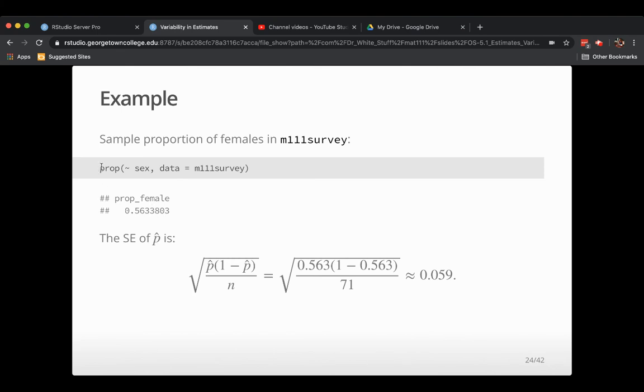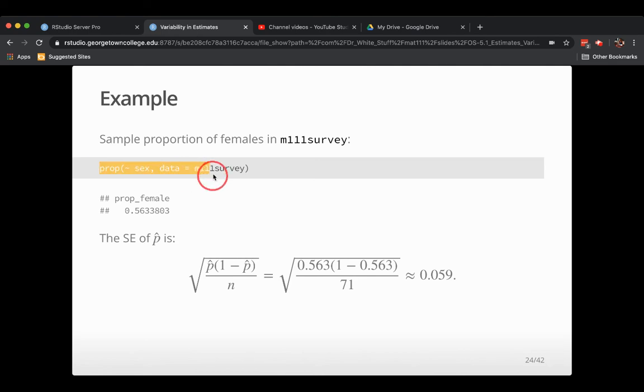There's a nice little R function called prop. And if you tell it the variable you're interested in working with and the data set that it lives in, as long as that variable has just 2 values, and sex does, it's male or female, then it'll look at alphabetically the first value, which is female, and it'll tell you the proportion in that data that's female. And so you get out 0.563.